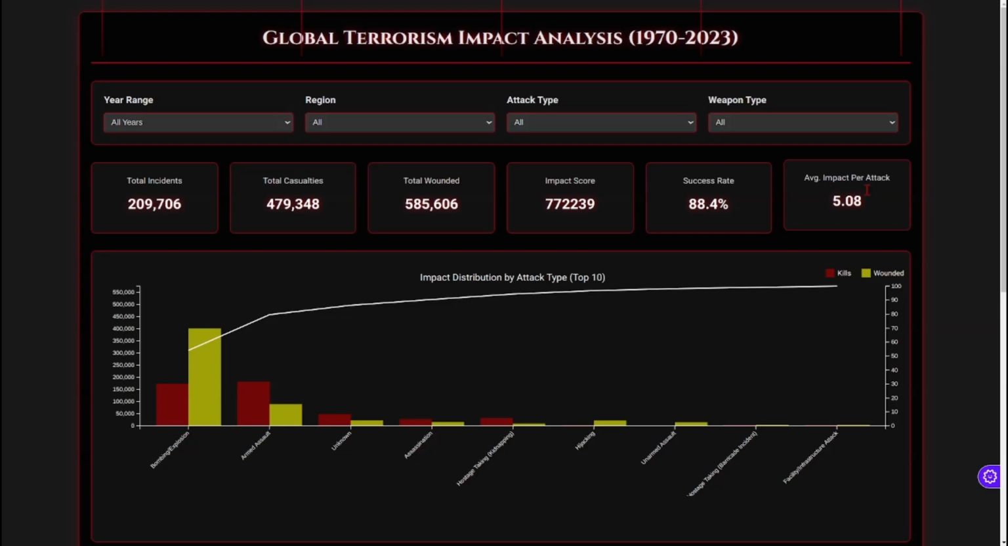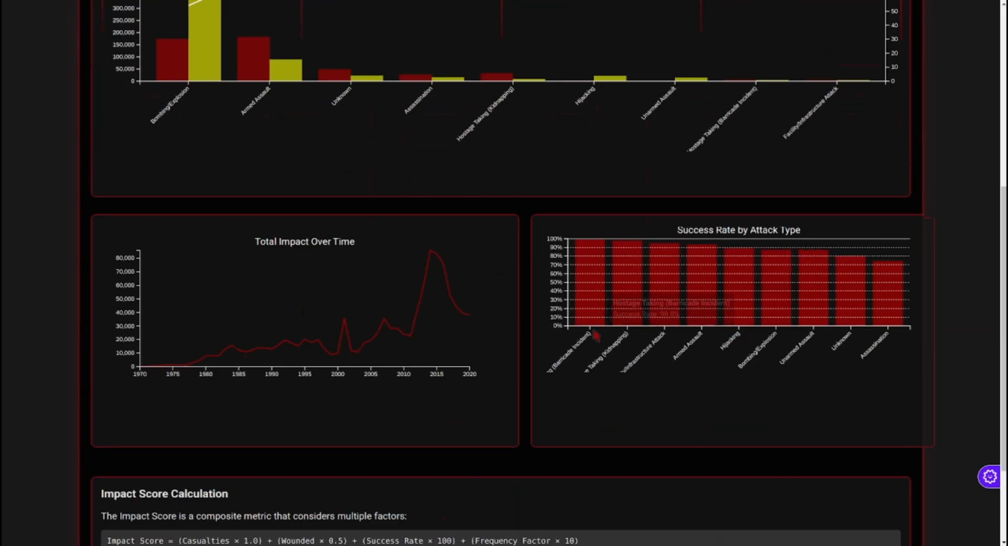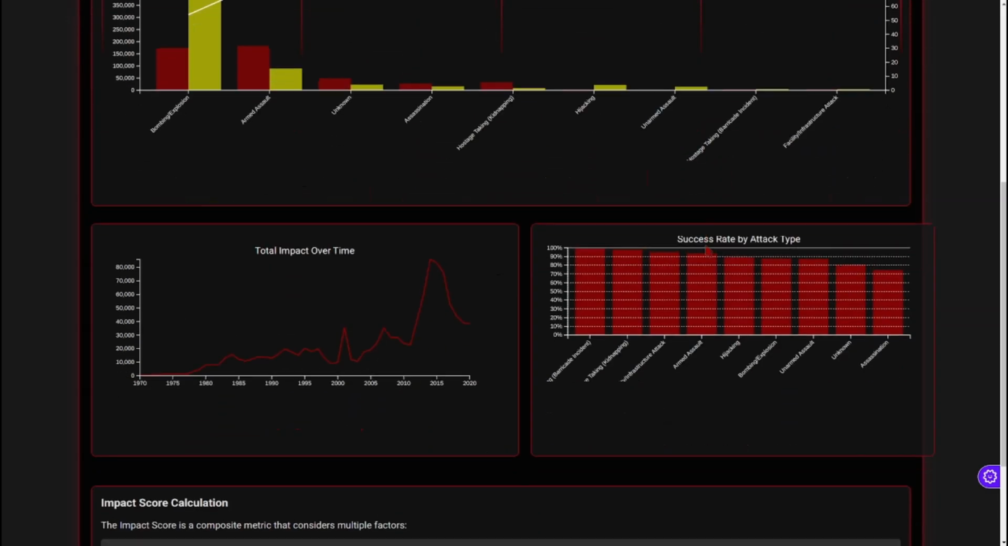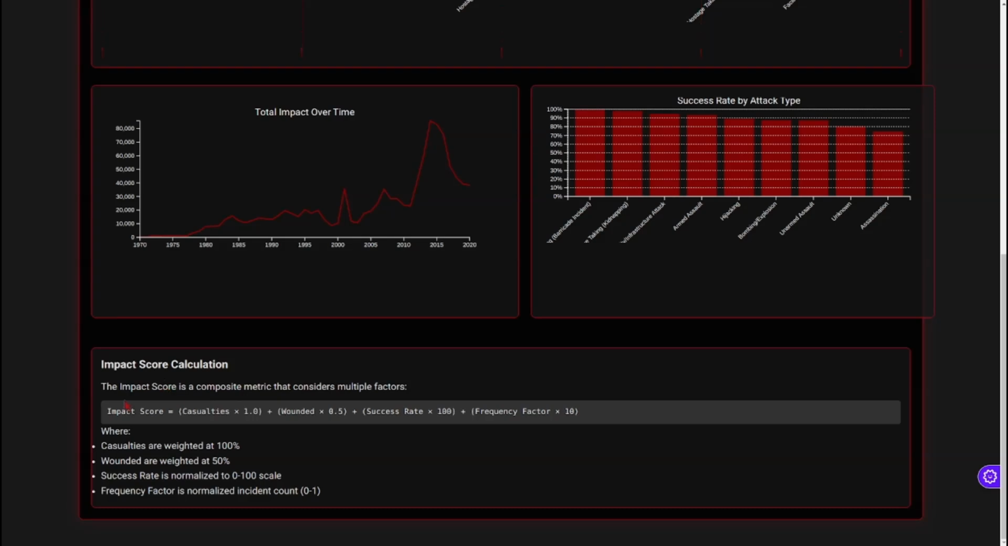The line chart tracks yearly trends in total casualties, revealing spikes and trends over time. A bar graph compares different attack types against their success rates, with findings that nearly 88.4% of terrorist attacks are considered successful in terms of causing harm. Vehicle and suicide bombings in particular have success rates nearing 100%. Additionally, we use an impact score to compare countries. The metric provides a nuanced view of terrorism's toll on human life.